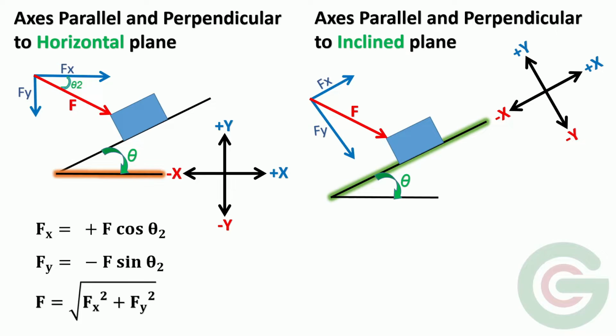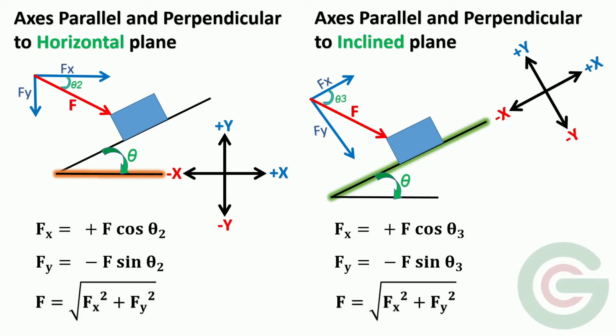Now the angle between the force and its x component be theta 3. Now Fx will be equal to F cos theta 3 positive as it is directed towards positive x-axis, and Fy is equal to minus F sin theta 3 as it is directed towards negative y-axis, and the resultant force is same. F is equal to root of Fx square plus Fy square.